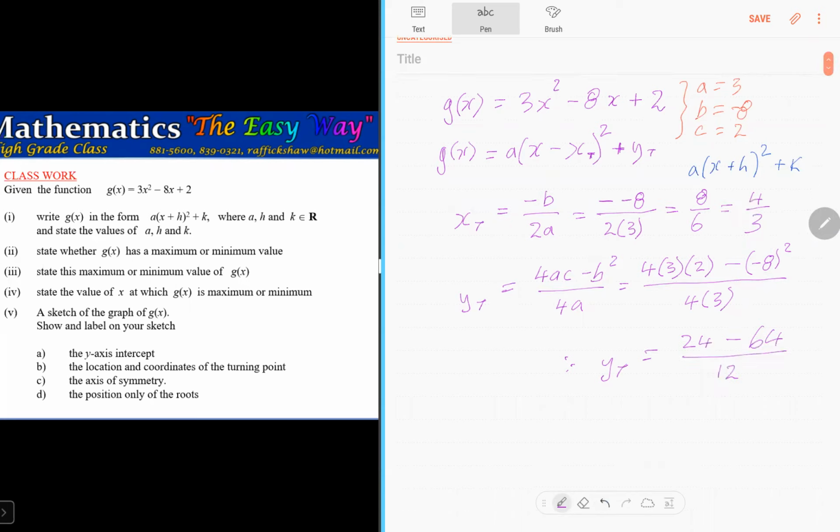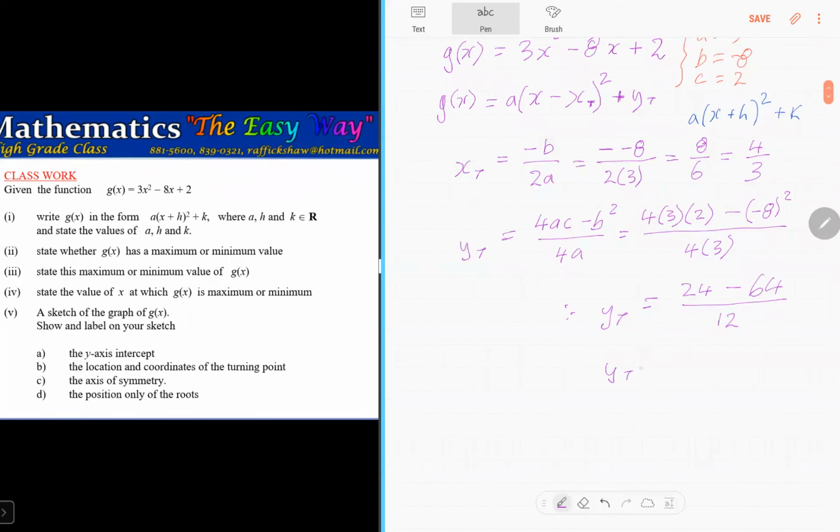All right, that simplifies to negative 40 over 12. 24 minus 64 is negative 40. Again, this can be divided by 4. This can be divided by 4 and this can be divided by 4. So if you divide each of them by 4, you get negative 10 over 3. And that's the lowest terms.